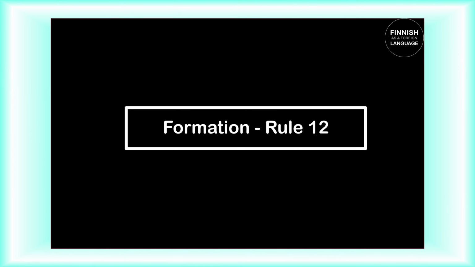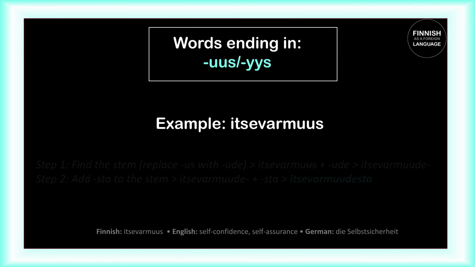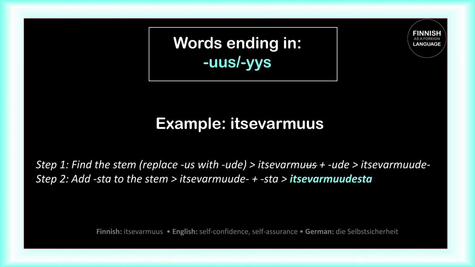Alright, we move on to rule number 12, words ending in us or us. Here's one example. Itsevarmuus, meaning self-confidence. Again, step number 1, finding the verb stem, means we have to replace here us with ude. So itsevarmuus changes to itsevarmuude. In the second step we add sta to the stem, so that means we have itsevarmuude plus sta is itsevarmuudesta.